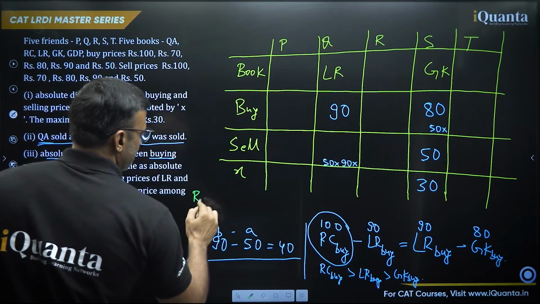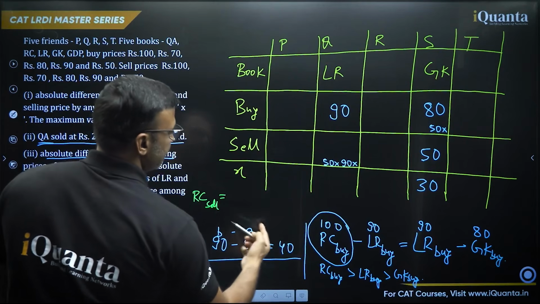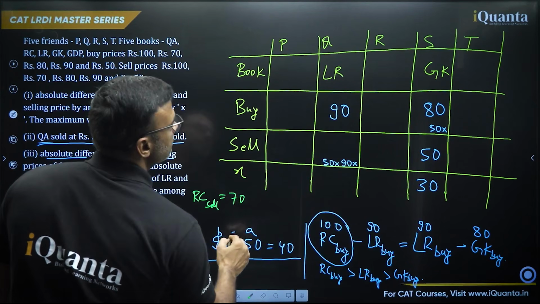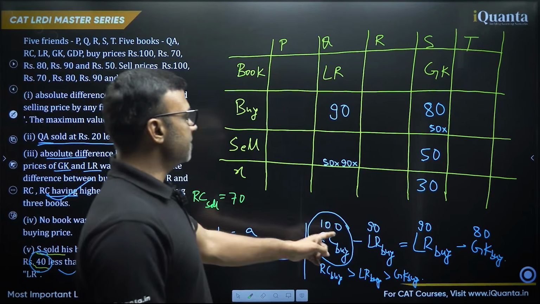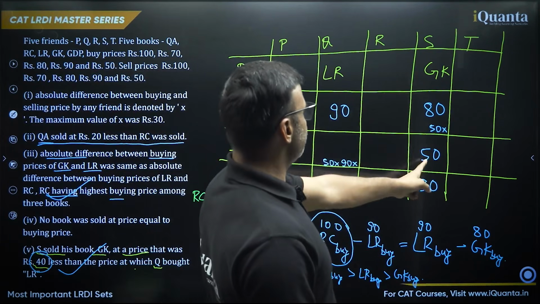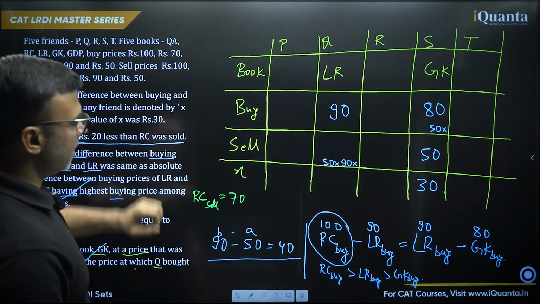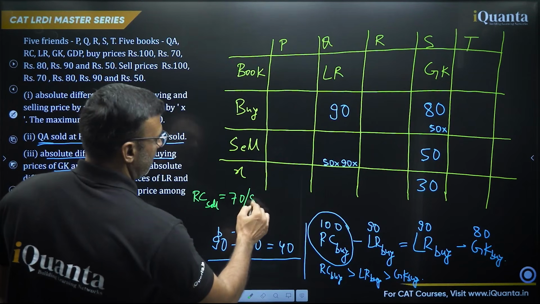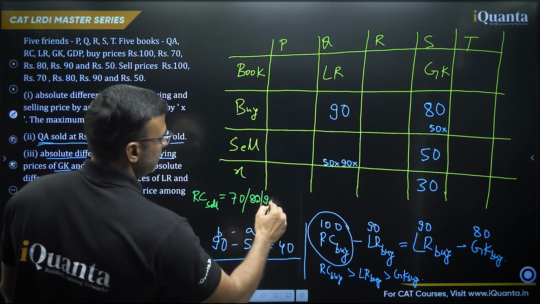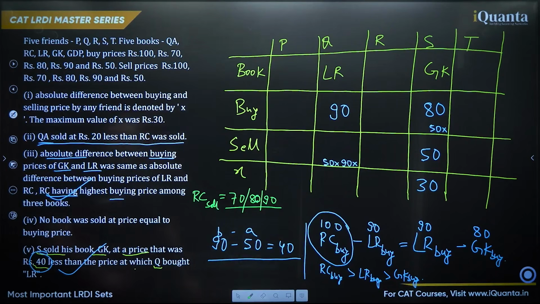RC selling price can be 100, so 30 difference gives 70. So it could be either 70. Oh, it will be only 70 because you see selling price of GK is 50 already and the available values are, oh, there are others also. Okay. So there are others also. So it could be either 70 or 80 or 90. It cannot be 100, it cannot be the same as 100, it cannot be 50. So either 70, 80 or 90, right? So this is one possibility that we have.